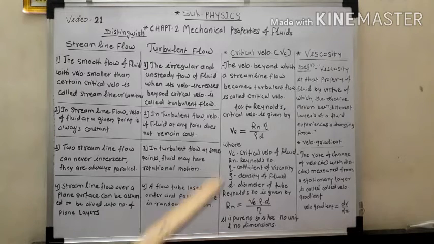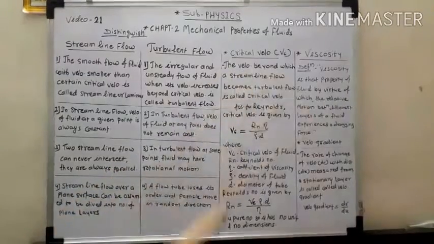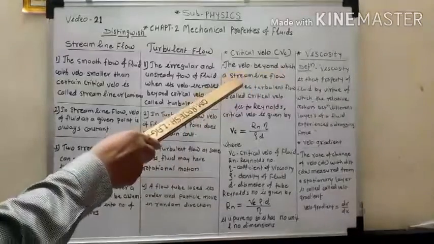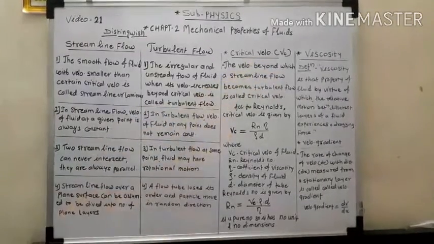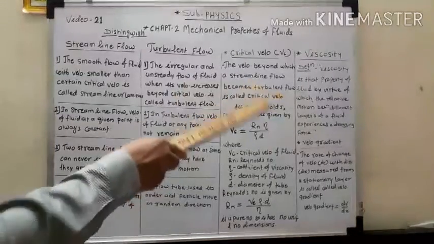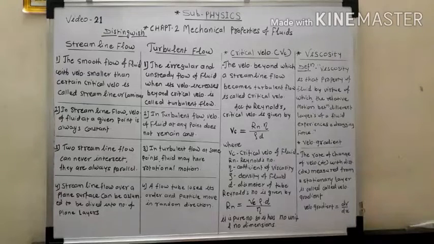The velocity beyond which the streamline flow becomes turbulent flow is called the critical velocity. This is a very simple sentence. Critical velocity is the velocity beyond which the streamline flow becomes turbulent flow. That means steady flow converts into unsteady flow, regular flow converts into irregular flow.